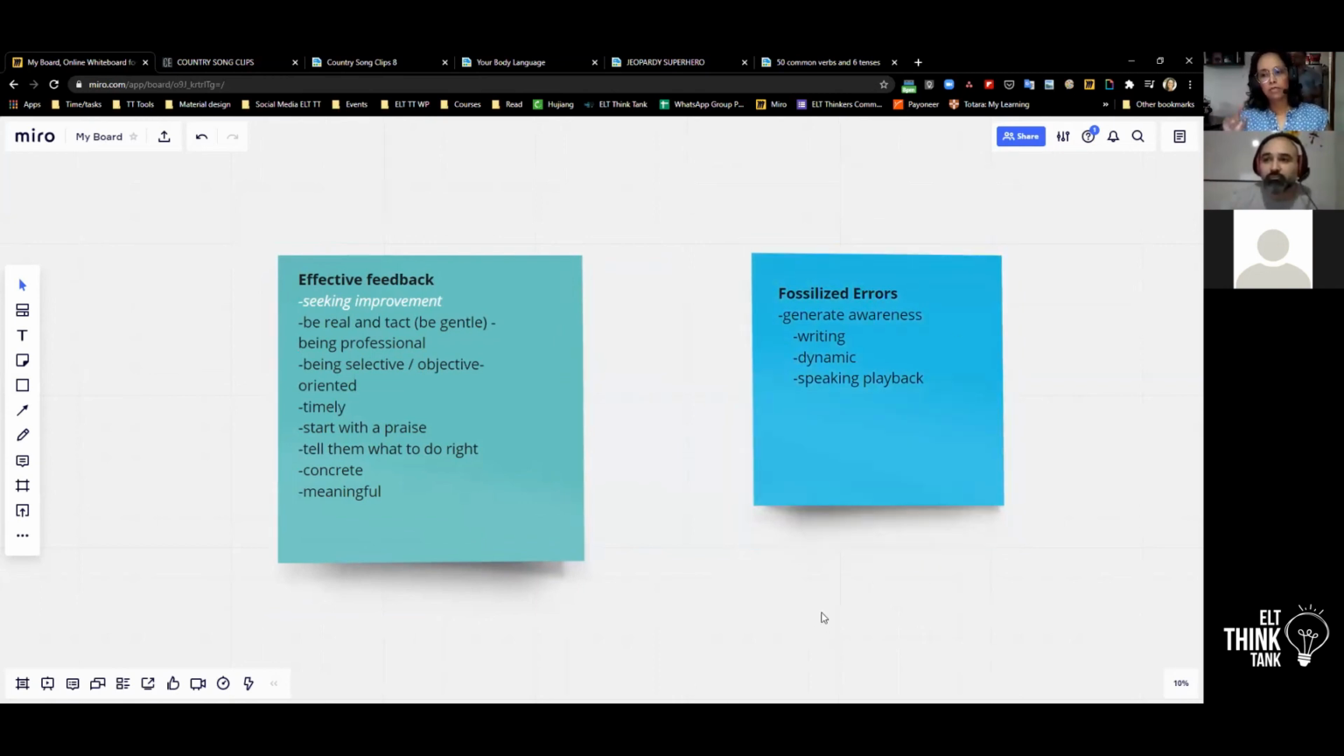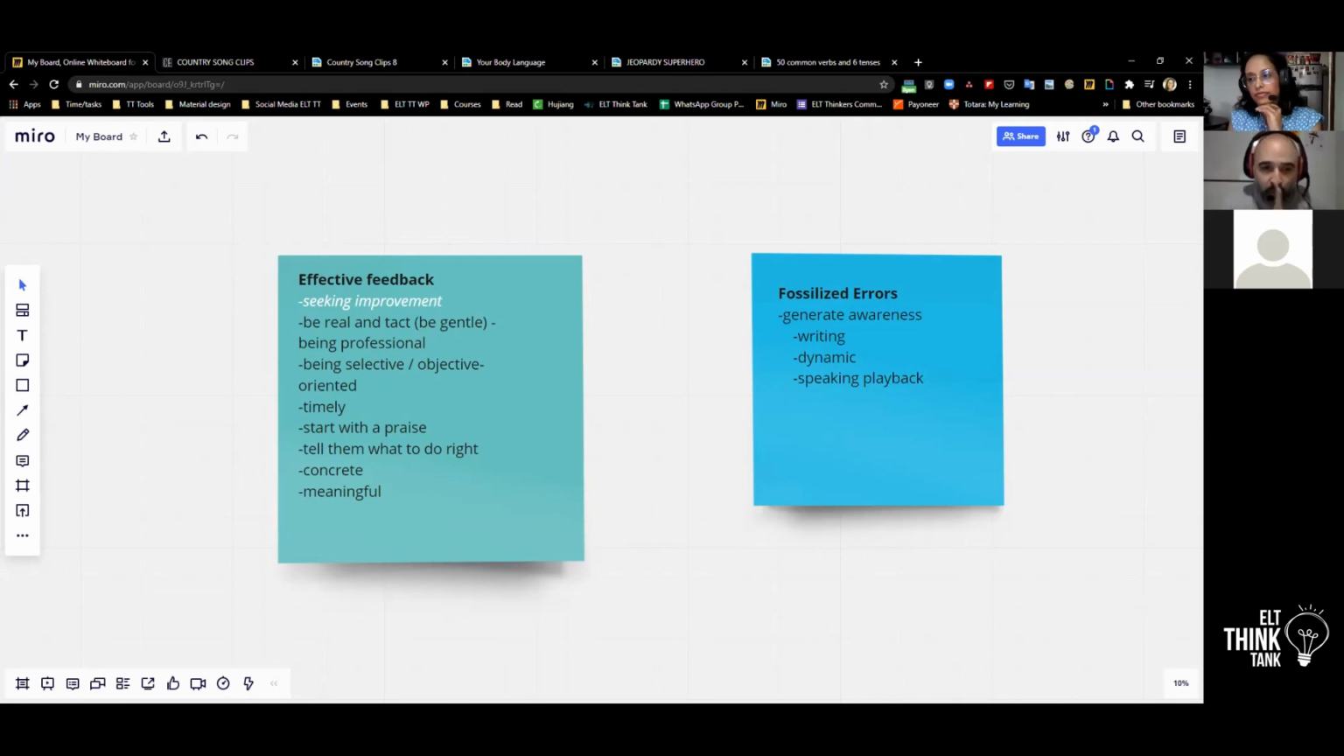I think it all comes back to what Jose said in the beginning about seeking improvement. Because when you seek improvement, you do that. You're not just telling them, oh, you got number 3 wrong, but you're telling them why and how they can improve. So I think for me, that's why I put it in white. That's fundamental.